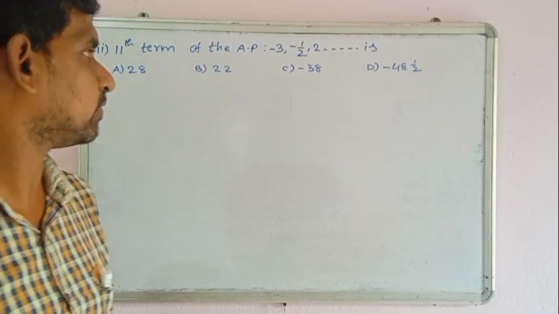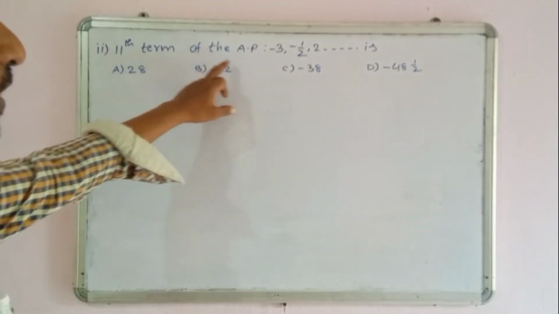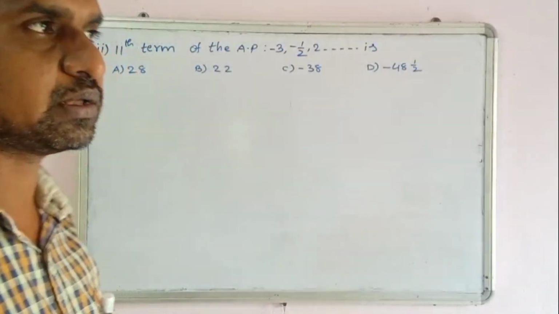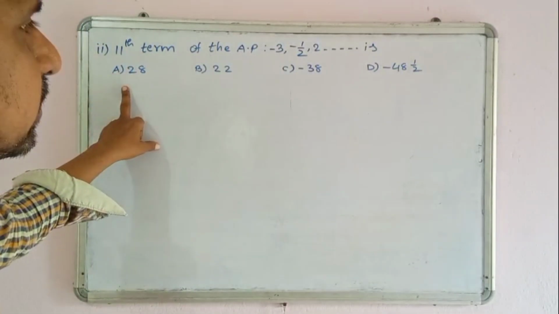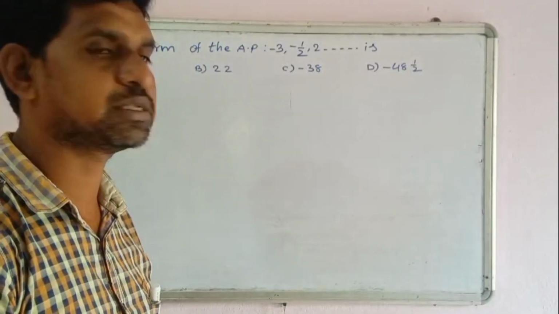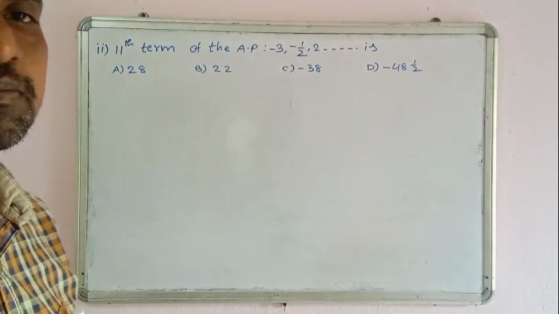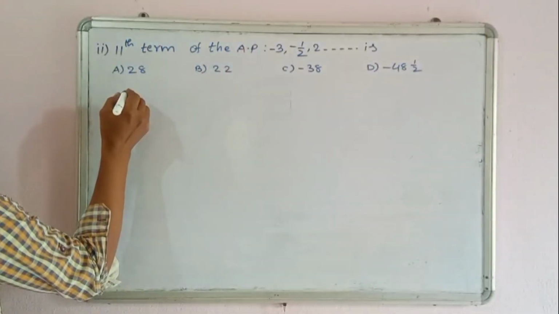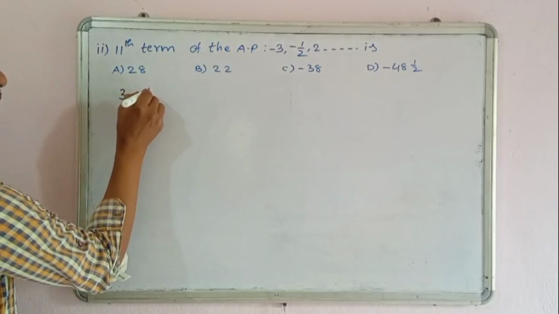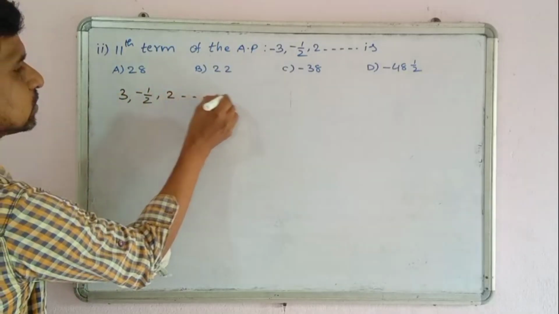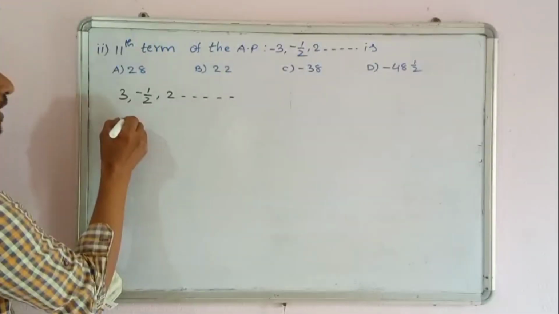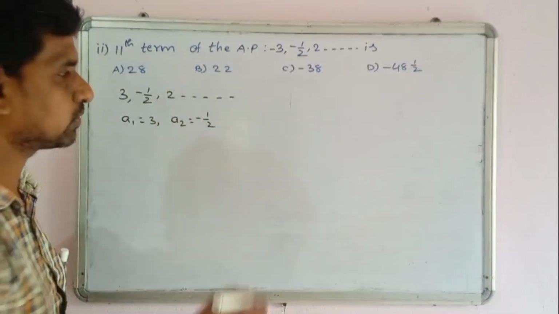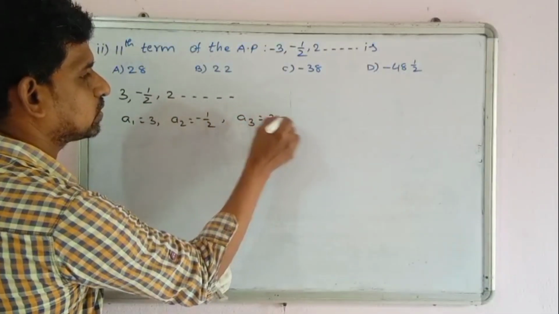Second problem, second one. The 11th term of the AP 3, minus 1 by 2, minus 2 and so on is: option A 28, option B 22, option C minus 28, option D minus 48 and a half. Okay, now we will find the 11th term. First, what is the given series? 3, minus 1 by 2, 2, and so on. So here A1 equals 3, A2 equals minus 1 by 2, third term A3 equals 2.